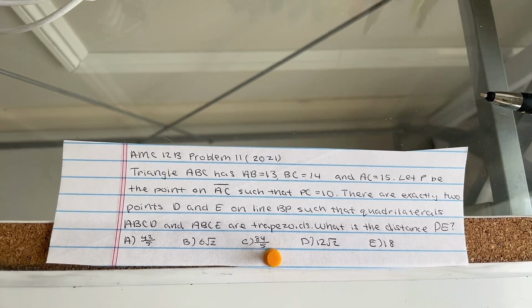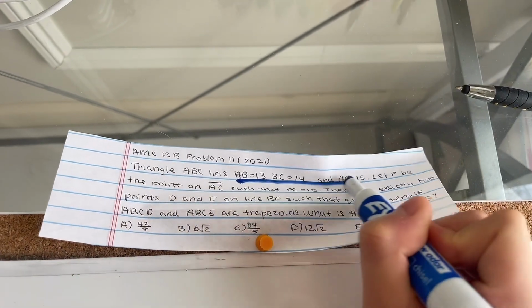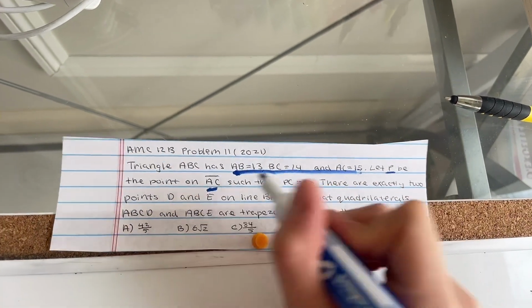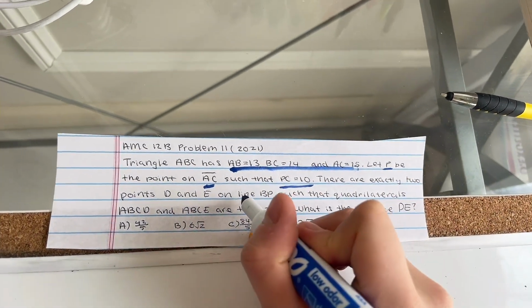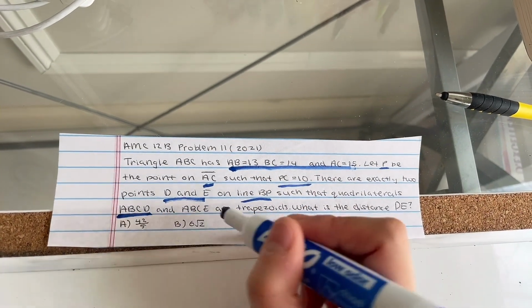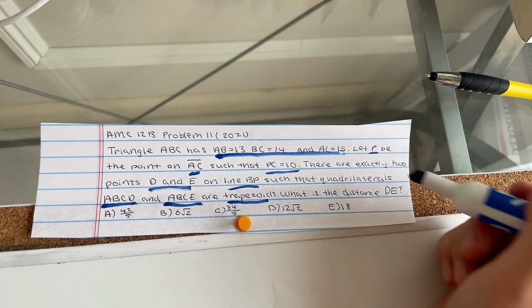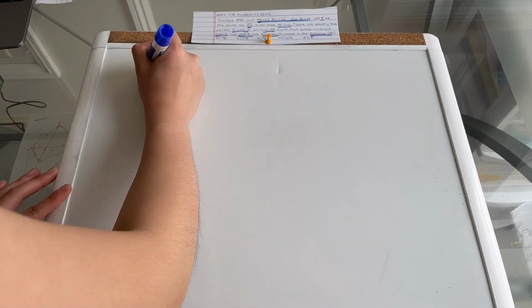So the key words here are that it tells you the three sides of this triangle ABC. And then it tells you that P is a point on AC and that PC is equal to 10. It also states that on line BP, there are 2 points D and E, so that ABCD and ABCE are trapezoids. And so we're trying to find the distance of DE. So the first thing we need to do is try and draw an accurate diagram. So that's what I'm going to do right now.